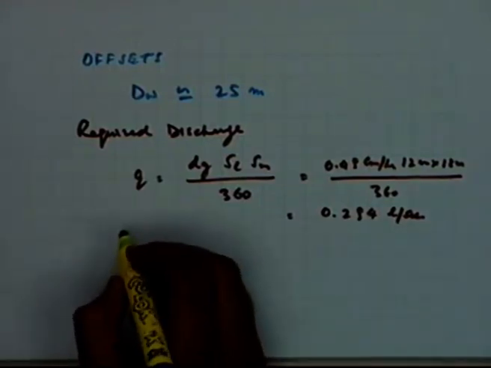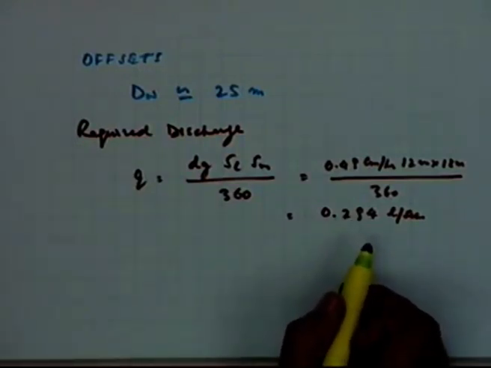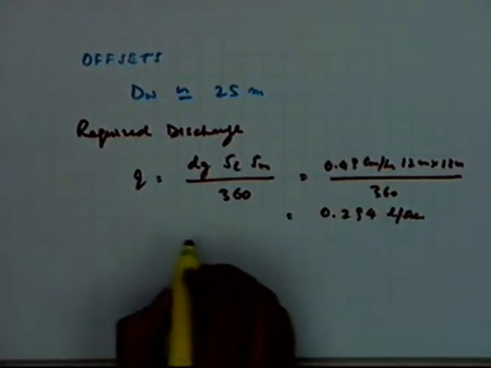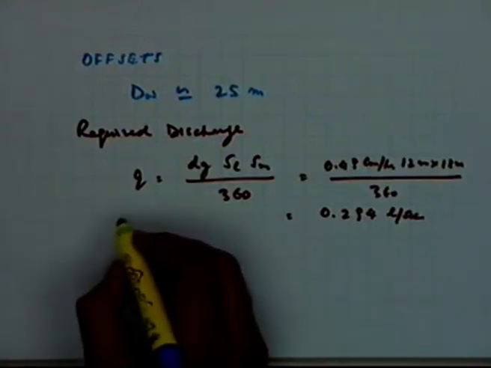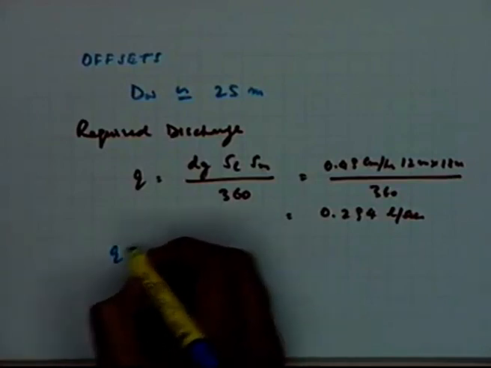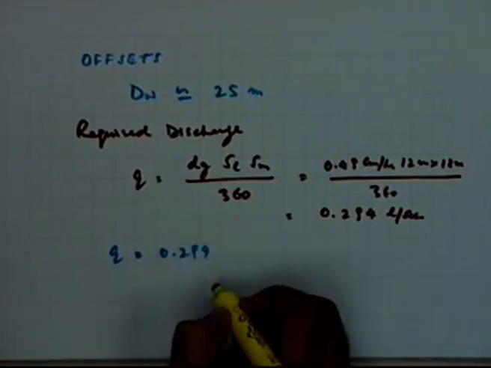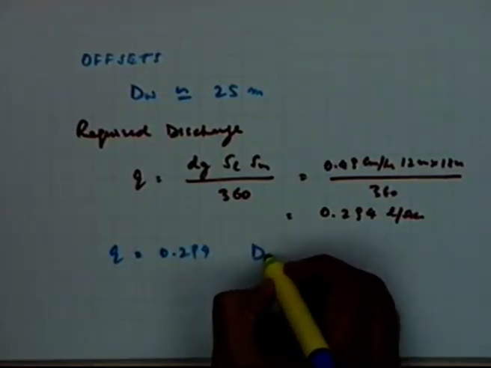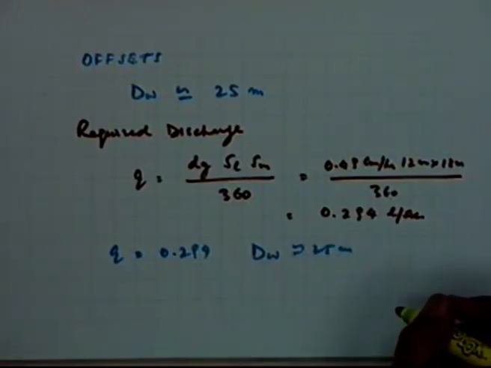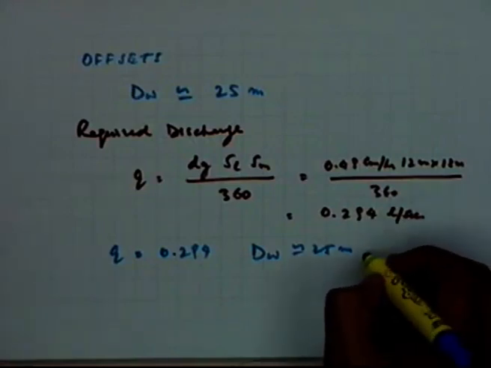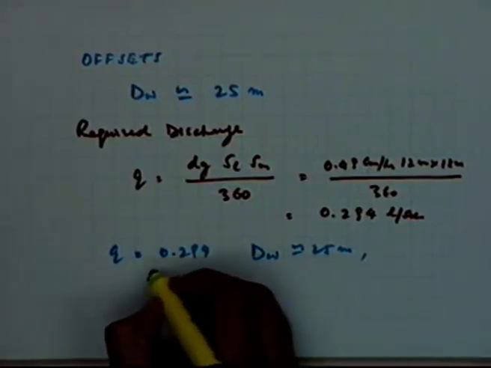And now you can verify the required nozzle operating characteristics on the basis of what you have just computed. You require a nozzle which has a discharge of 0.294. It has a wetted diameter of approximately 25 meters, and it runs at a reasonably low pressure.